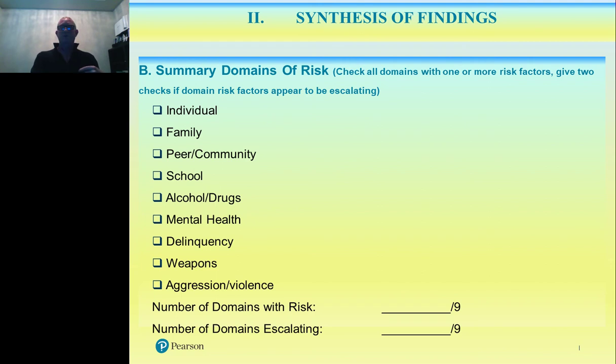And so the number of domains with risks, let's say 7 out of 9 for those that are escalating. So let's say some of those may be de-escalating. Maybe they're getting some family therapy, and that's actually working out pretty well for them. Maybe their mental health is being stabilized. So of those 7 out of 9, maybe 5 of them, or 2 of them, or 3 of them are actually escalating, okay? Because those are going to be the ones that we're really going to want to hone in on for intervention if we need to, okay?